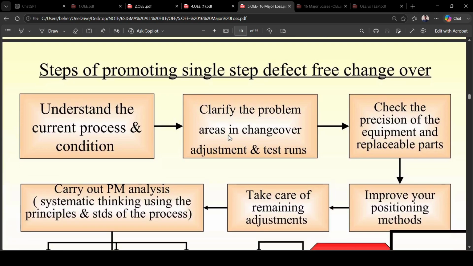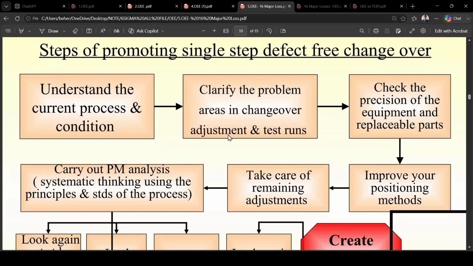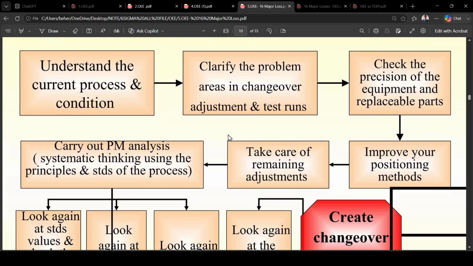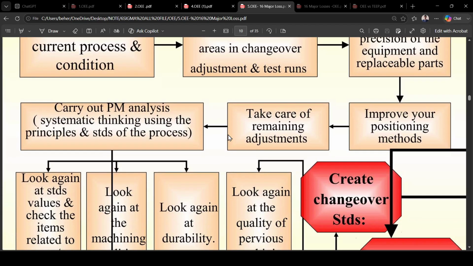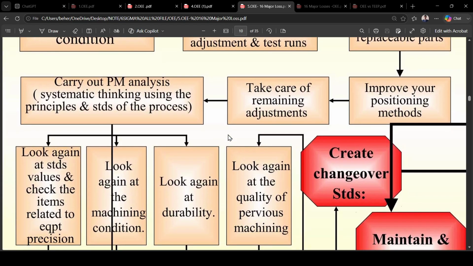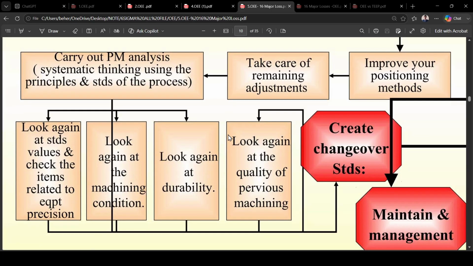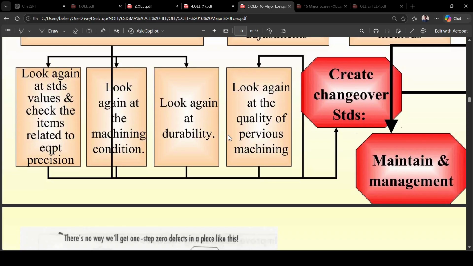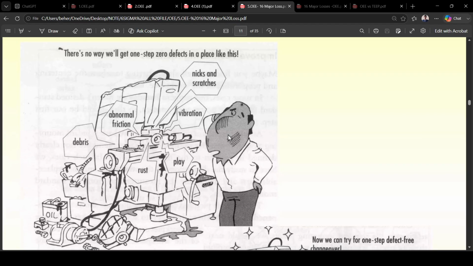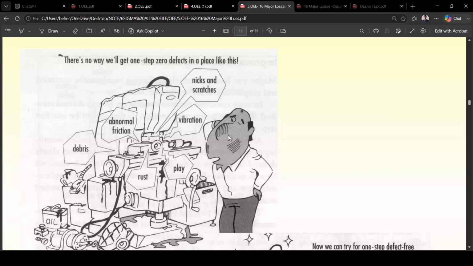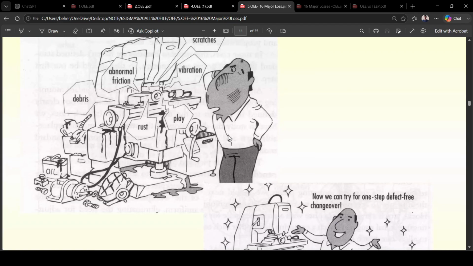Then the steps for promoting single-step defect-free changeover. You can read this one by one, then you can clearly understand it. See, this is what you mention one by one and read one by one, then you can clearly understand. So this is the machine operator, how to operate and how it is lost. You can see that image.